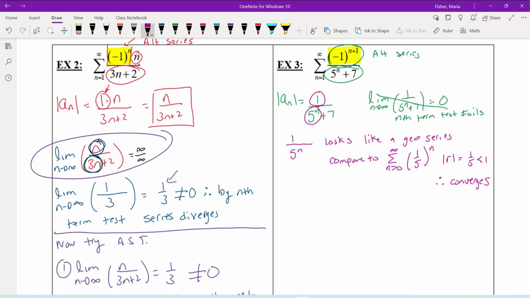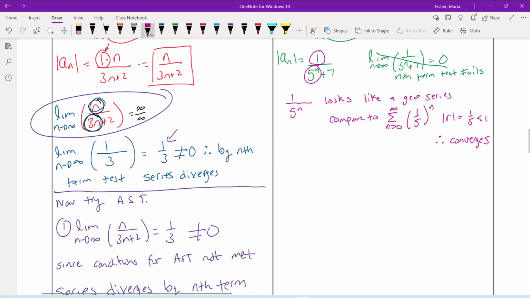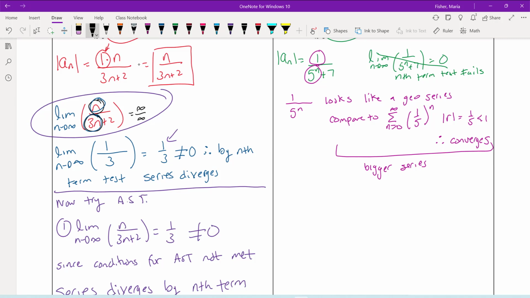So we can either do a direct comparison or a limit comparison. Let's go ahead and just do a direct comparison. If we're doing the direct comparison test and this converges, we know that it has to be the bigger series. If it has to be the bigger series and we're looking at 0 less than a sub n less than or equal to b sub n, that means that this guy here is my b sub n, and then this given here would be my a sub n. So I say 1 over 5 to the n plus 7.